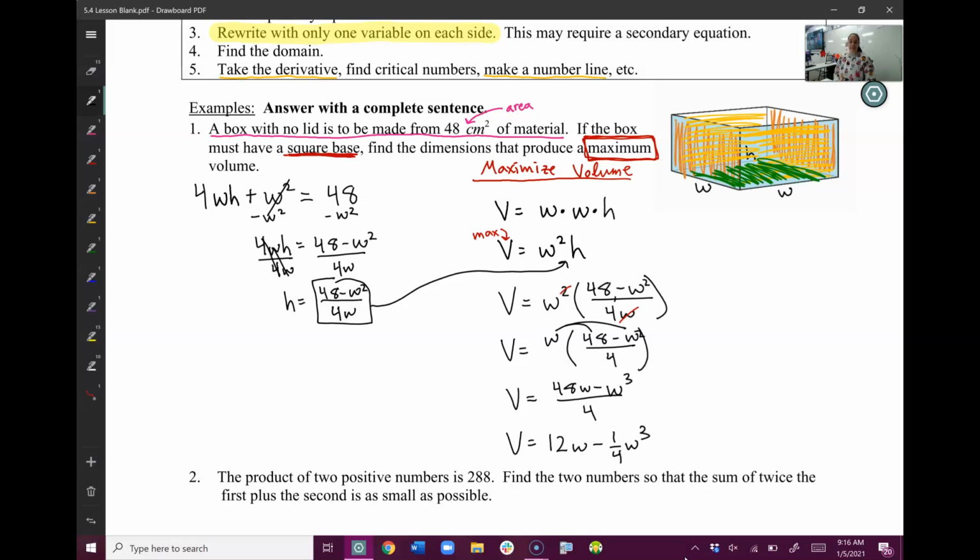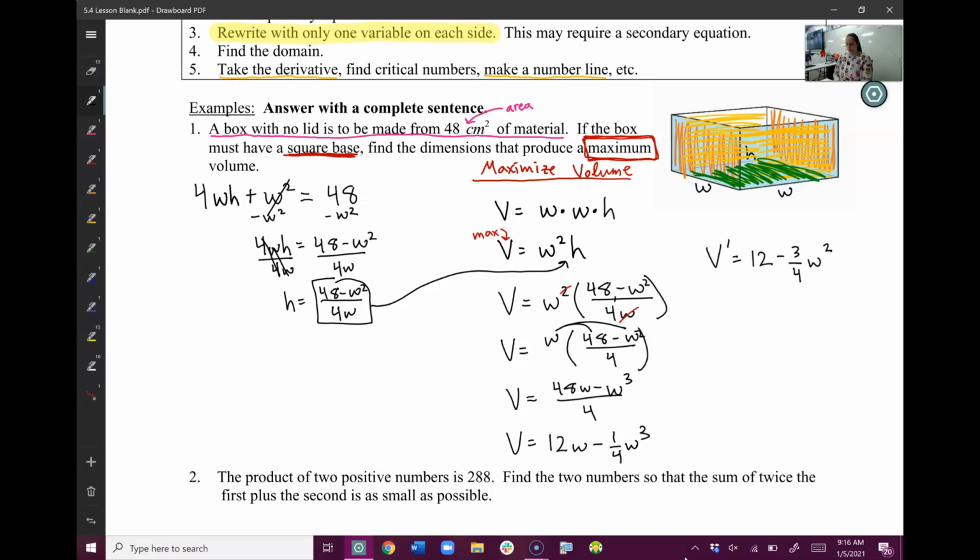So now let's take my derivative and look at the number line. So here's my derivative. So derivative of V is going to be V prime. Derivative of 12W is going to be 12. And then derivative of this should be negative 3/4 W squared. Take the 3 in front, minus 1. So here's my first derivative.